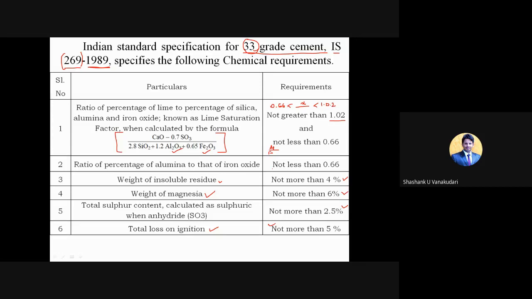So if you want to choose 33 grade cement in your construction, then at that time you need to concentrate on these chemicals. These chemicals should be in this range. The particulars whatever they have given should match your results as per the requirement.